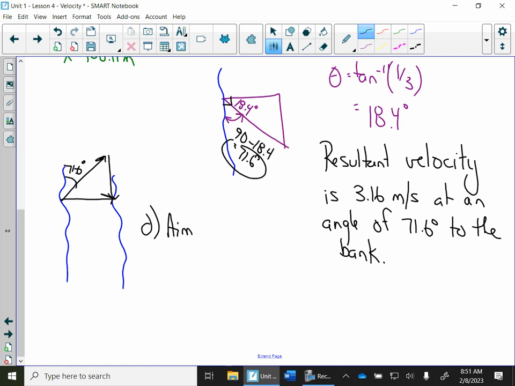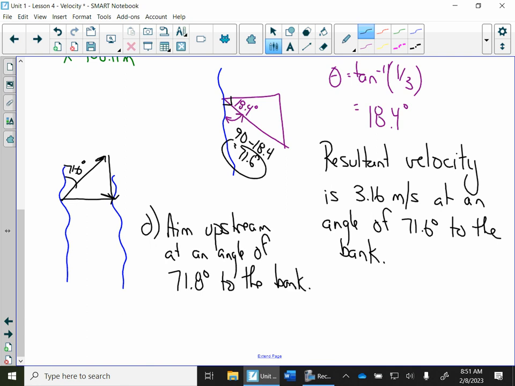Aim at a point, well actually no, not a point, aim upstream at an angle of 71.6 degrees to the bank. Okay, it's the same issue, same problem, same triangle. That's 3, that's 1. And we just have to aim upstream this time, so we get pushed back to where we want to be.